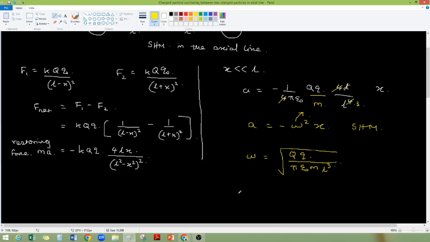Okay. After that the time period is very easy. So time period is 2 pi by omega. So 2 pi square root of this reciprocal, so pi epsilon naught m L cube divided by Q into Q. If you want, you can take this 2 pi inside, so it will become 4 pi squared, so it will become 4 pi cube epsilon naught m L cube. Okay, so that is left to you. Okay, thank you.